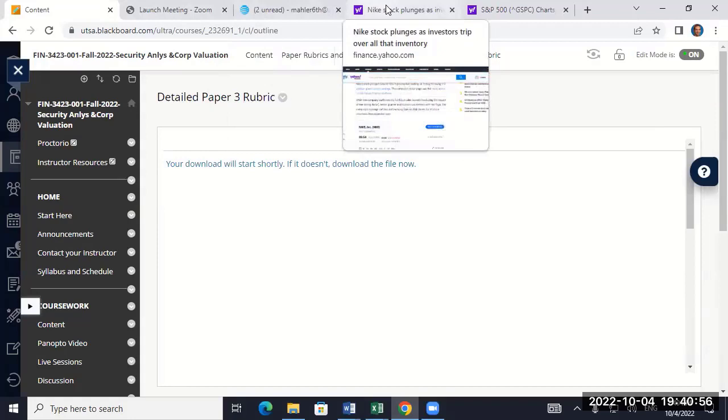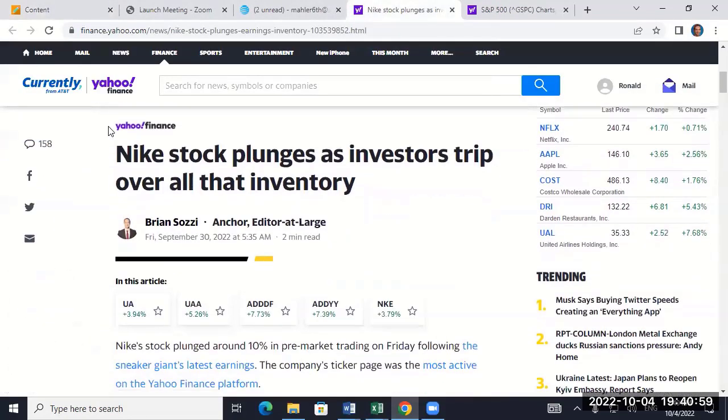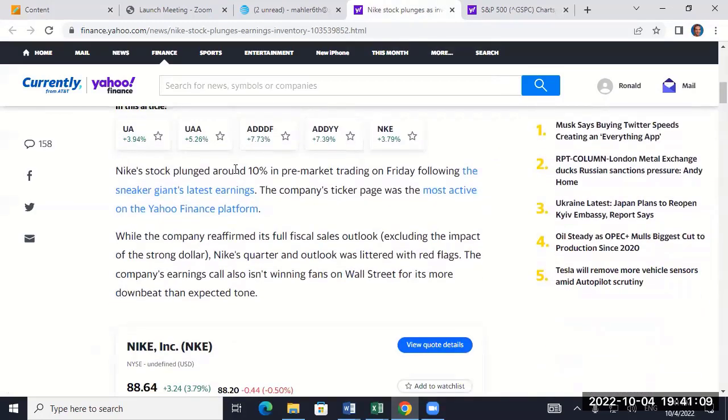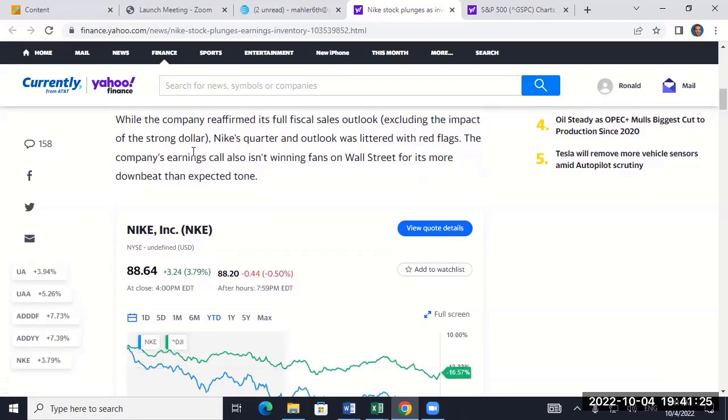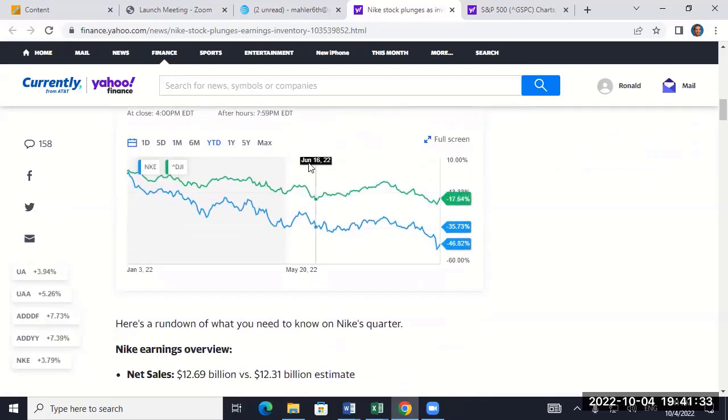Did y'all see this article? Nike stock plunges as investors trip over all that inventory. Do markets care about inventory? Yeah, pretty important stuff. Their stock plunged. Someone's doing Nike, right? Who's doing Nike in here? Yeah. Did you notice that? Has it come back since the last few days? So 10%, that's a pretty good drop. As the sneaker giant's latest earnings, most active. While the company reaffirmed its full-scale sales outlook, Nike's quarterly outlook was littered with red flags. The company's earnings call also isn't winning fans.